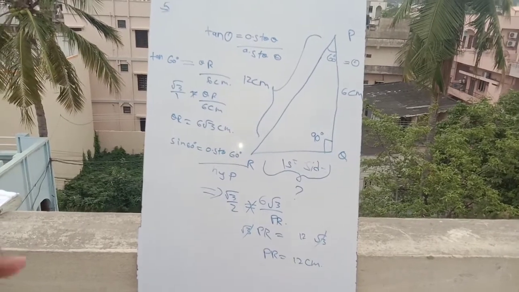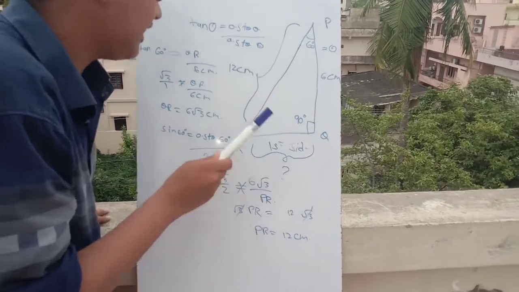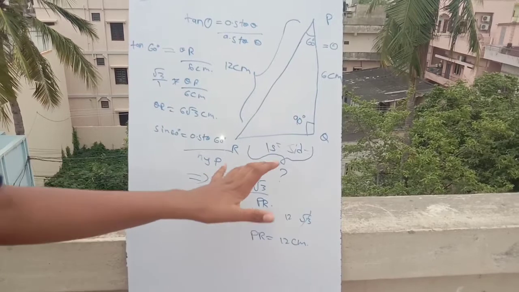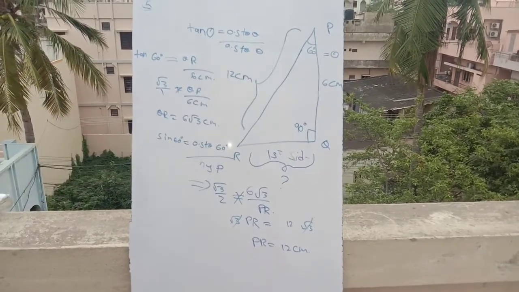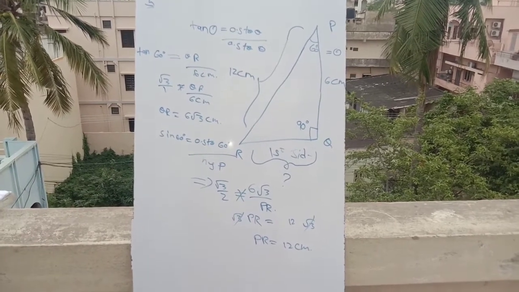So he asked us to find two sides. This is the first side and this is the second side. So the length of the first side is 6 root 3 centimeters, and the length of this side is going to be 12 centimeters. So like this we have completed our fifth sum.